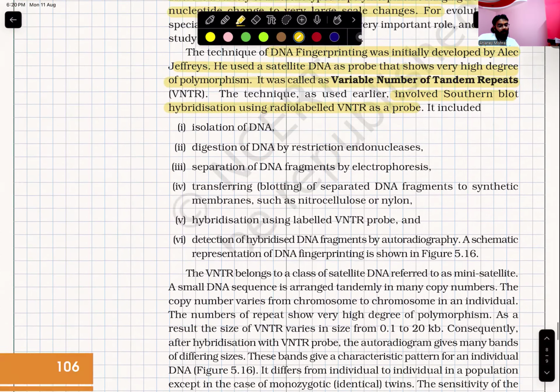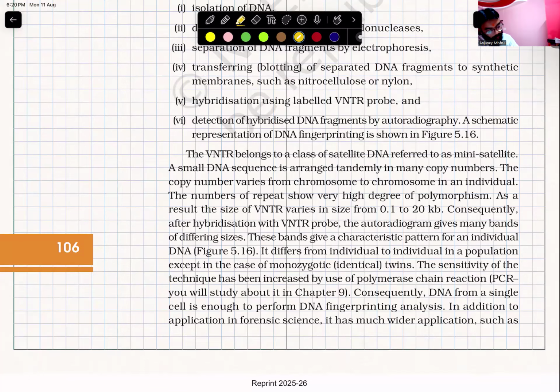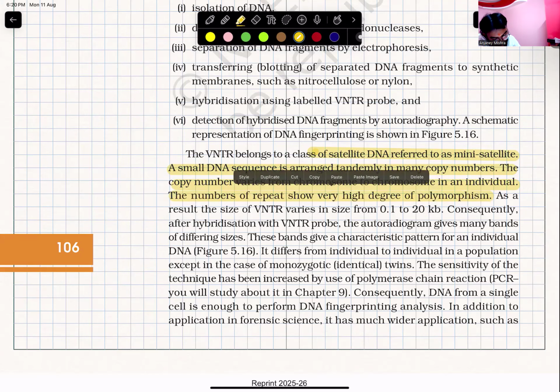Yes, sir. Now comes the process part, but before that, look over here. The VNTR belongs to a class of satellite DNA referred to as mini satellite. A small DNA sequence is arranged randomly in many copy numbers. The copy number varies from chromosome to chromosome in an individual also. Within an individual also it shows various differences. It means ATC could be 20 times in chromosome number 5, but in chromosome 7 it could be 10 times. Why? Because you have received them from different parents. The copy number is the same as the repeating number. The number of repeats shows a high degree of polymorphism. As a result, the size of VNTR varies from 0.1 to 20 kb.